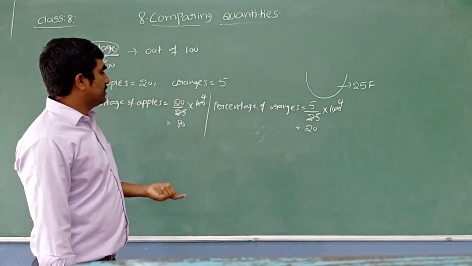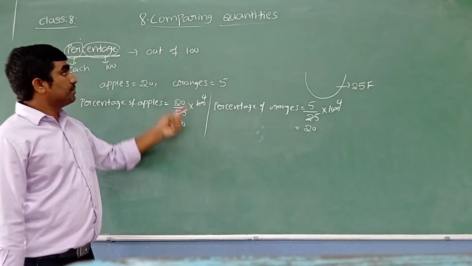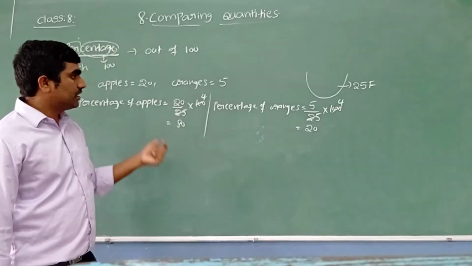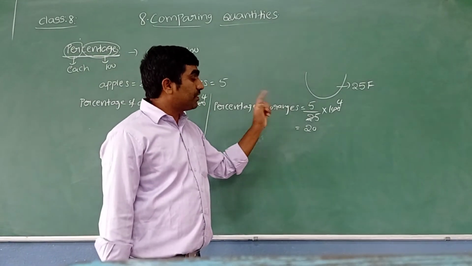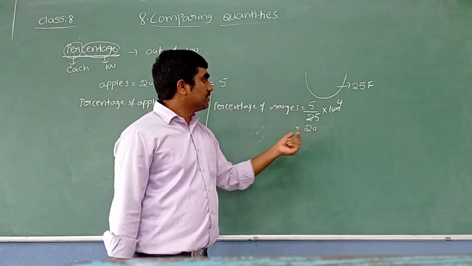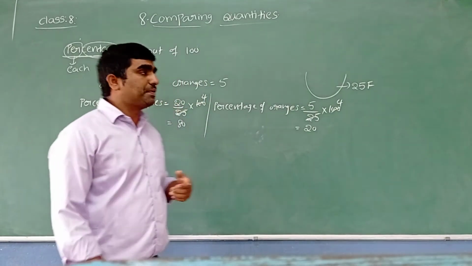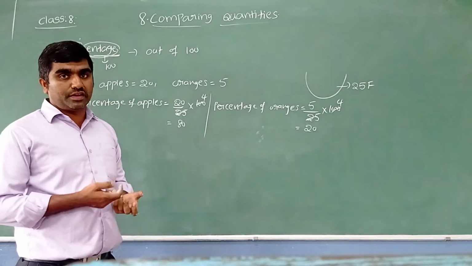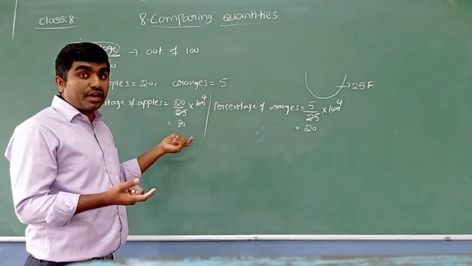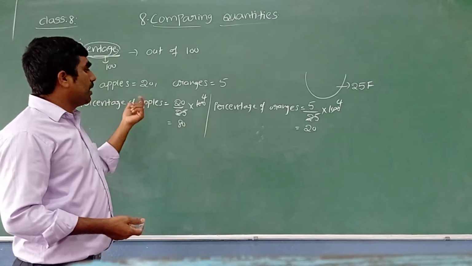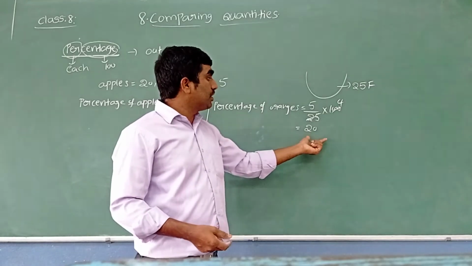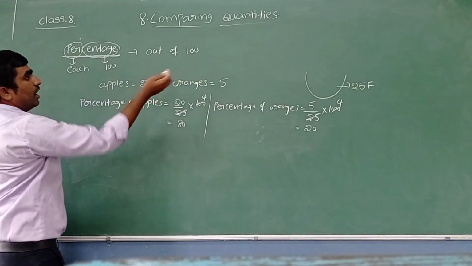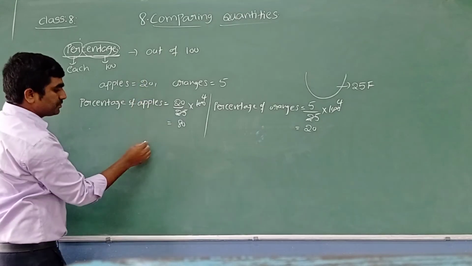Let me repeat once. From here we can conclude that for every 100 fruits there are 80 apples, and for every 100 fruits there are 20 oranges. Percentage means we just express how many there are out of 100.